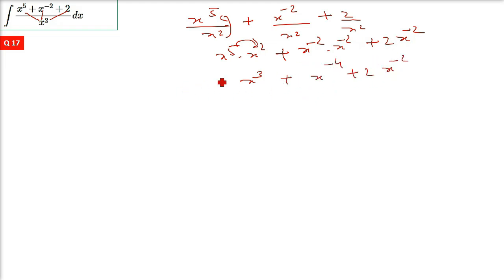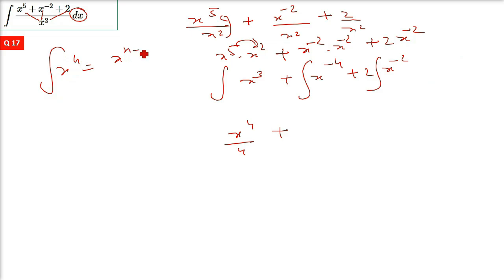Okay. Now the integration begins here because up till now was just the resolution or making them suitable for integration. Now x cube is x raised 4 by 4 plus this becomes x raised minus 4 plus 1 by minus 4 plus 1. So I am using the same similar formula which I told you earlier. x raised n is x raised n plus 1 by n plus 1 plus c.